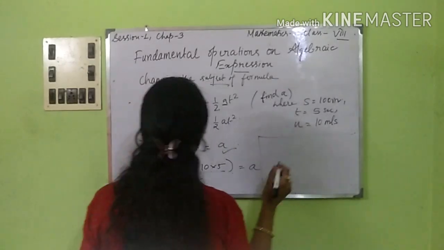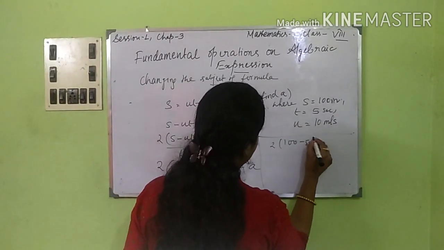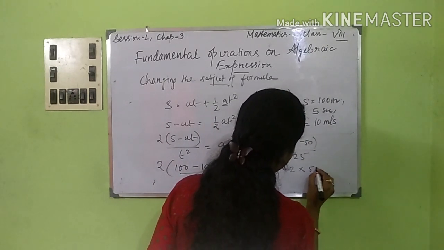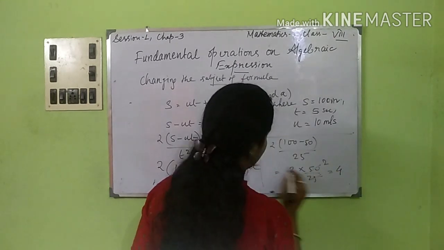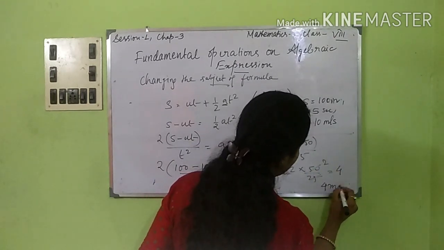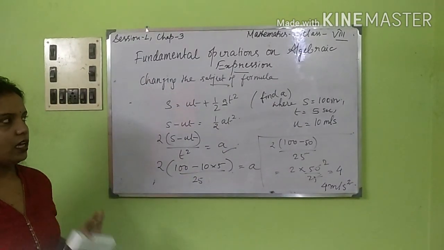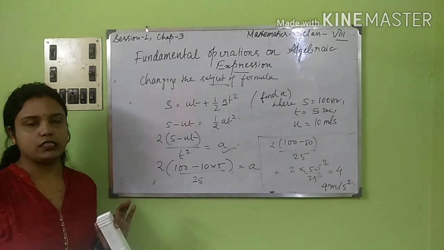Now find out. I'm just doing it here. That is 2 into 100 minus 50 by 25. So you are getting 2 into 50 by 25. So 25 twos are, that means 4. So acceleration comes out to be 4 meter per second square. This will be your answer. I hope it's very clear to you. Just put the values and find out the answer.